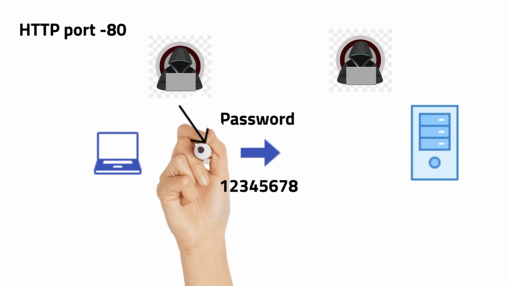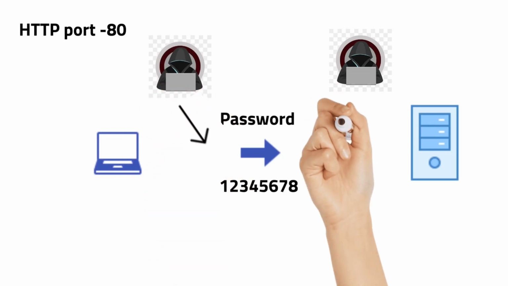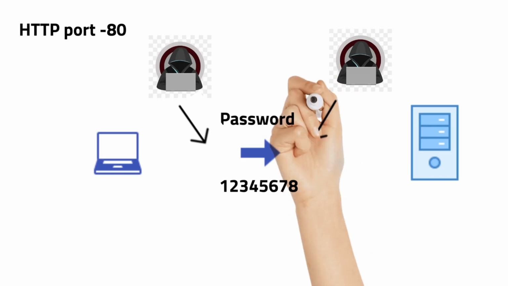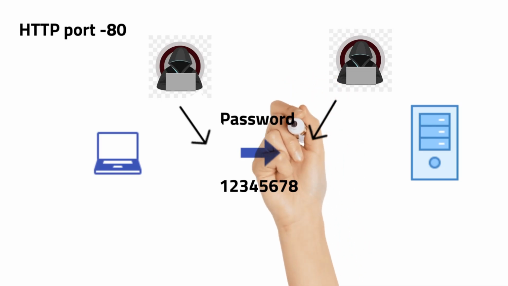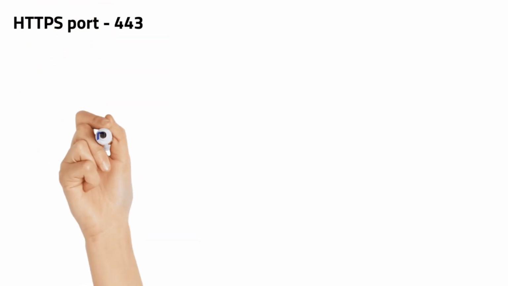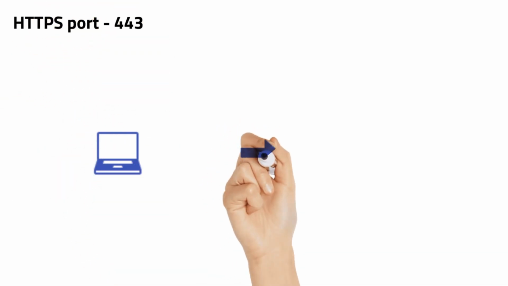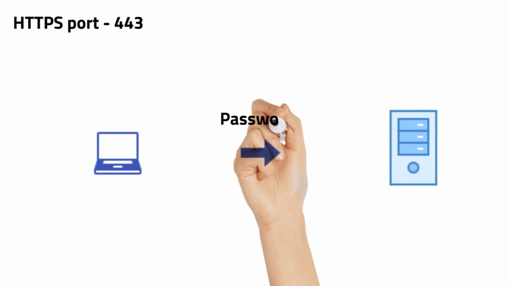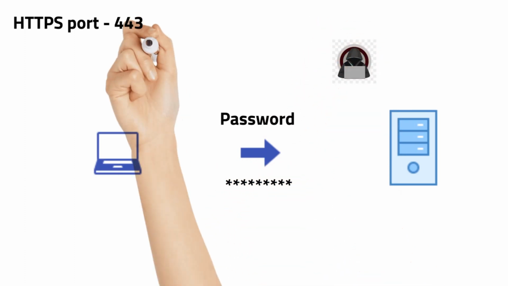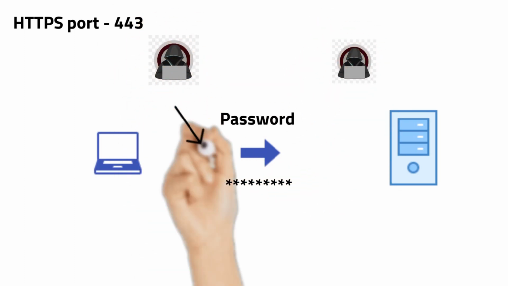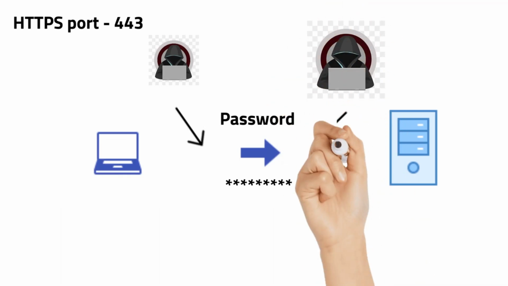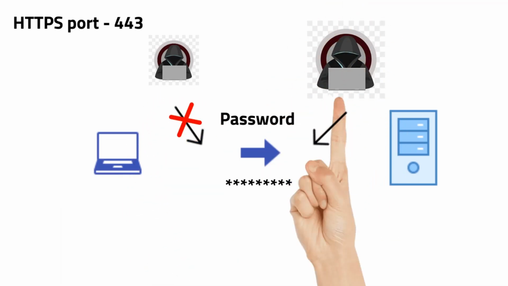That is an insecure protocol. The next one is the HTTPS protocol, which uses port 443. When the client is trying to connect to the server and you enter the password, it will be in encrypted form. So no one can intercept this traffic. This is a secure protocol.